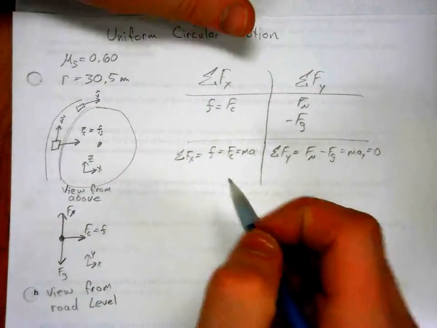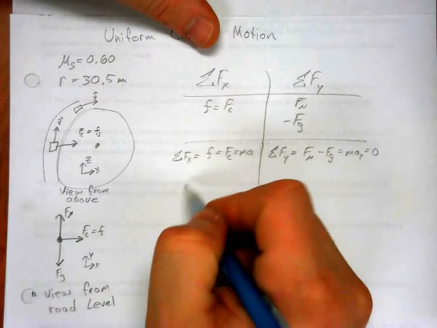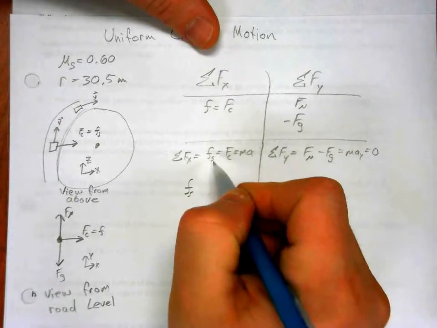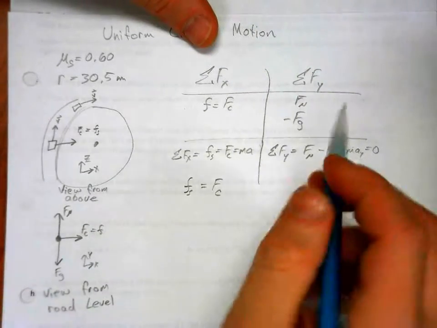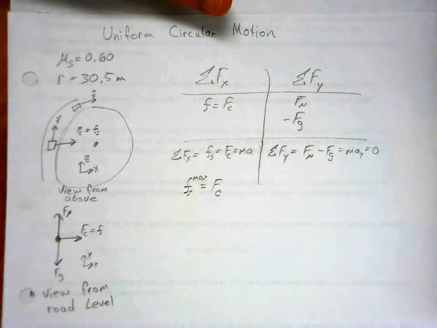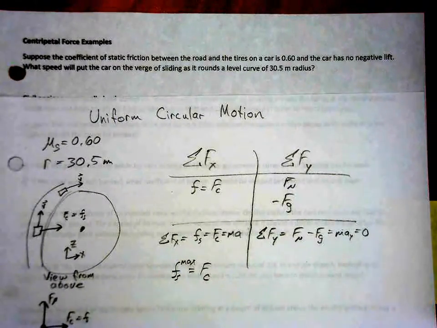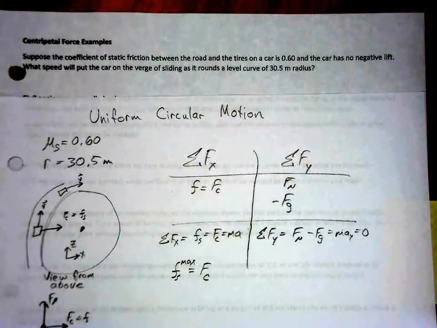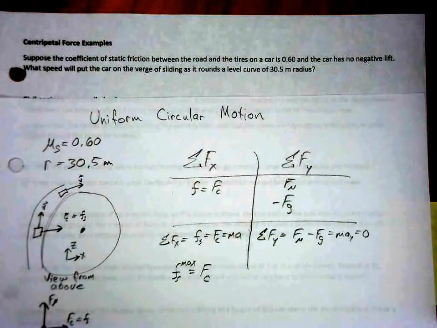Okay. So now we can say, and I forgot the little s there, that the force of static friction equals the centripetal force. It's also important to note that this is the maximum force of static friction, because the question asks what speed will put the car on the verge of sliding as it rounds a curve. So we're talking about that critical point right before the car starts sliding. So it's got to be the force of static friction.